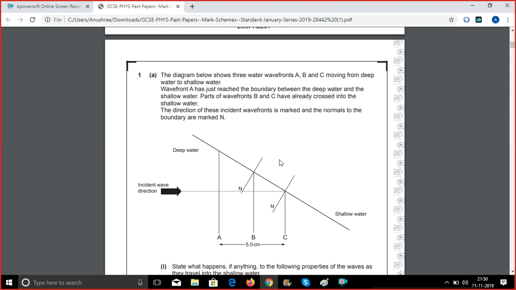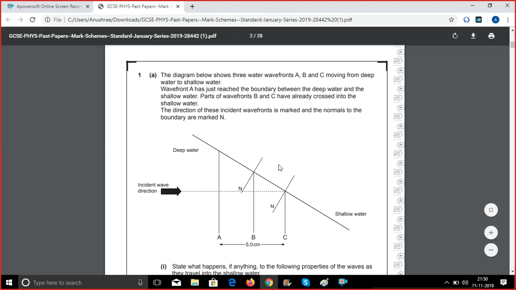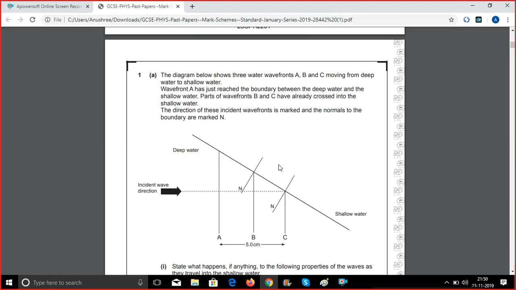So it's moving from rarer to denser. Deep is rarer and shallow is denser. So it's basically moving from rarer medium to denser medium. So you see, both the wavefronts bend towards the normal. They will go like this and like this. Is this clear? Yeah, it's clear. If it's not, I can repeat it.